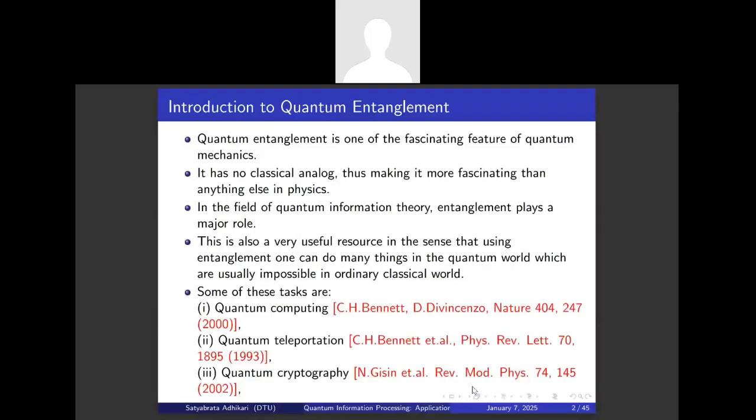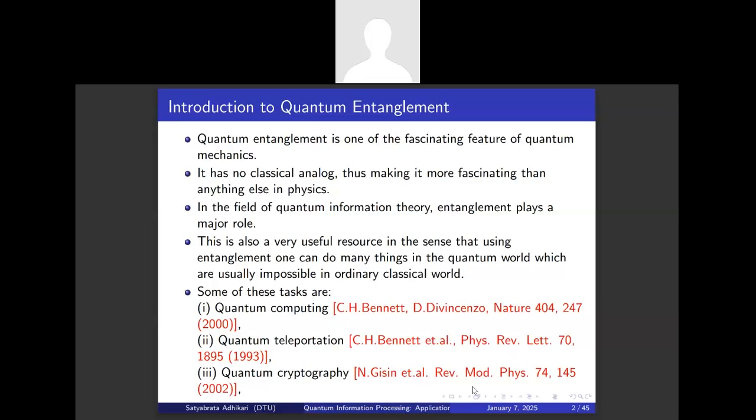So to start with, let me give you the introduction to quantum entanglement. Quantum entanglement is a feature of quantum mechanics which has no analog in classical mechanics. It only appears in quantum mechanics. In the field of quantum information, this property of quantum entanglement plays a major role in quantum information theory.